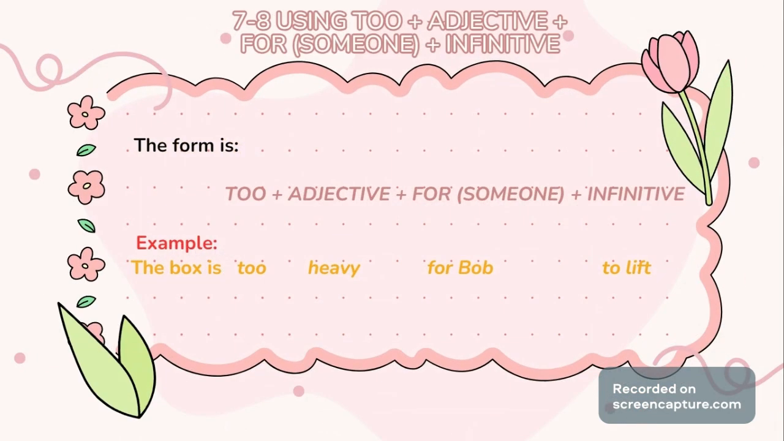Next, using too, adjective, for someone, plus infinitive. So we see the form is too, adjective, for someone, and infinitive. Example: the book is too heavy for someone to lift. Heavy is the adjective, for someone, and the infinitive is to lift. Oh, you can see it. Okay, next.